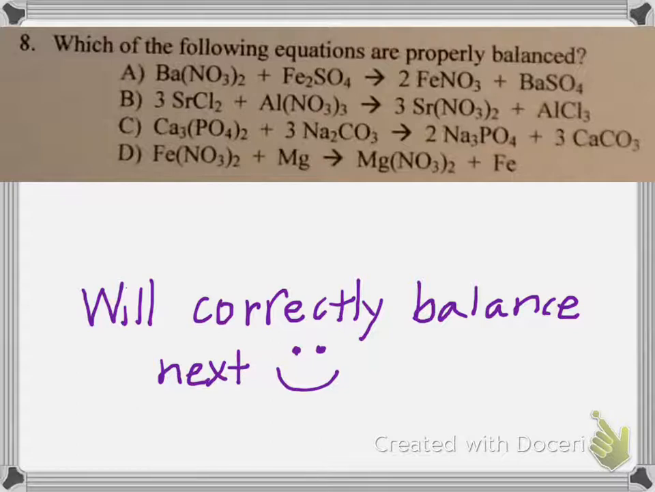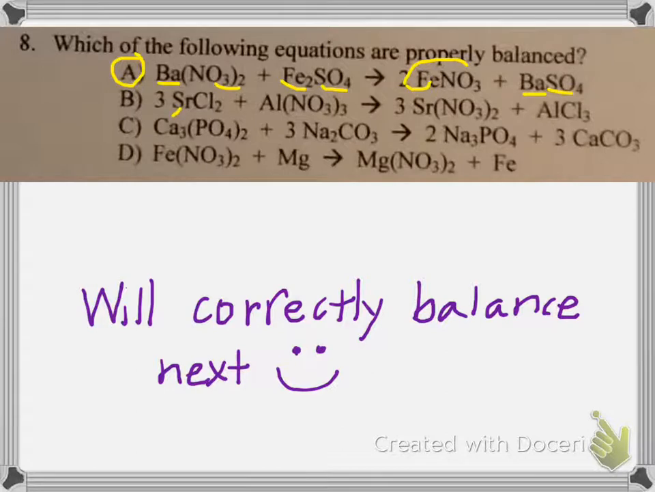So that brings us to question number 8, which is, which of the following equations are properly balanced? Again, you see, we're going to properly balance them next. So right now we're just going to see if they are. So 1 barium, 1 barium, 2 nitrates, 2 nitrates, 2 irons, 2 irons, 1 sulfate, 1 sulfate. We should circle letter A because letter A is correctly balanced.